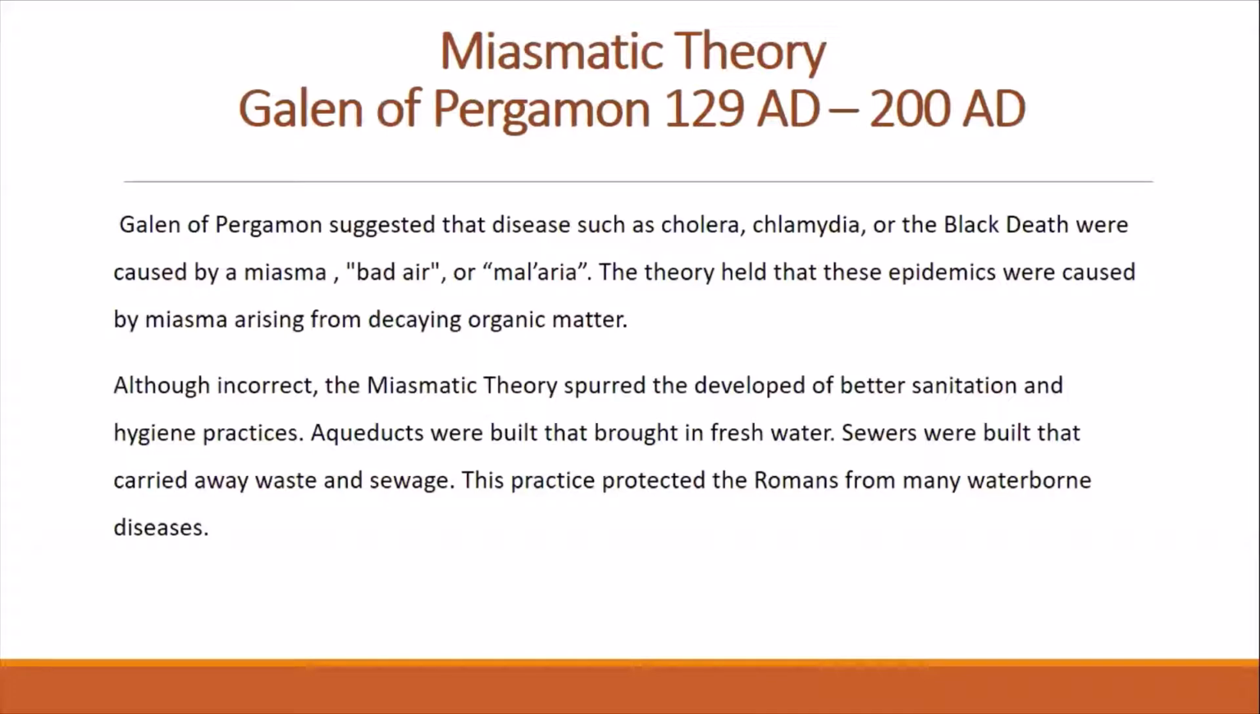So the miasmatic theory actually came about by Galen of Pergamon. Galen of Pergamon suggested that diseases such as cholera, chlamydia, or the Black Death were caused by miasma or bad air. The theory basically held that these epidemics were caused by miasma arising from decaying organic matter. Although incorrect, the miasmatic theory spurred the development of better sanitation and hygiene practices. Aqueducts were built and brought in fresh water. Sewers were built that carried away waste and sewage, and this practice protected the Romans from many waterborne diseases.